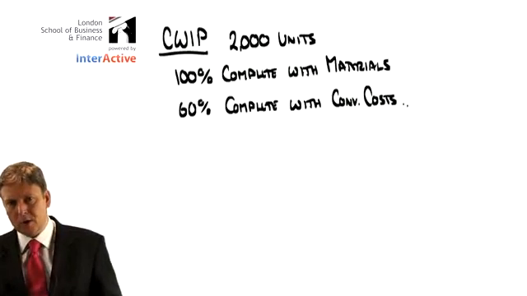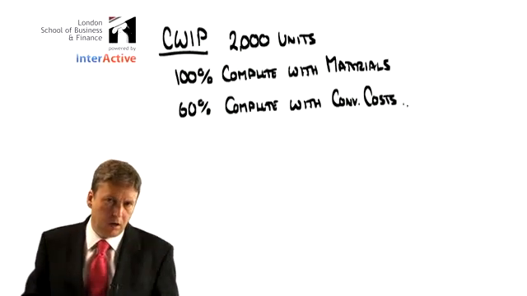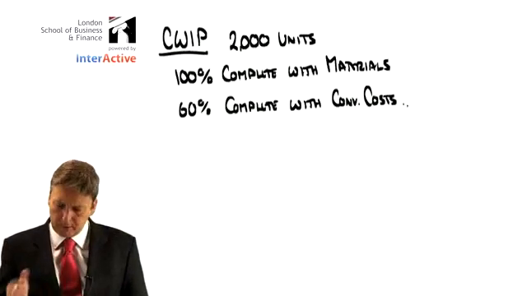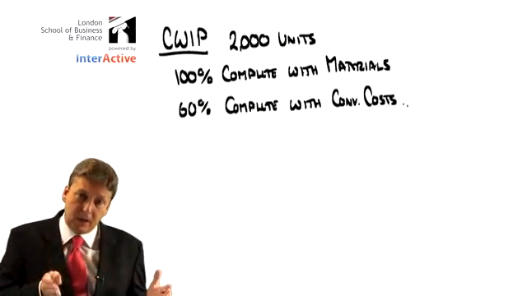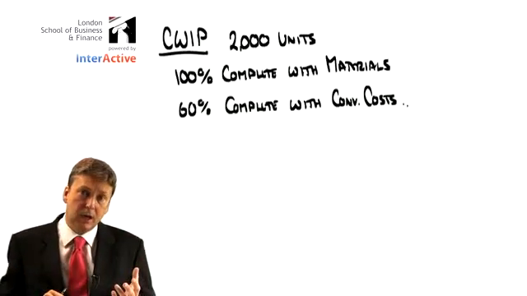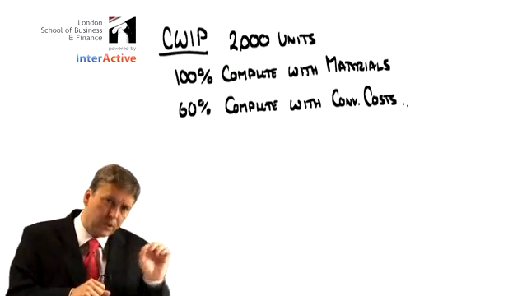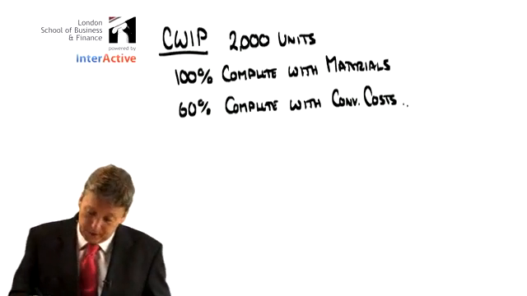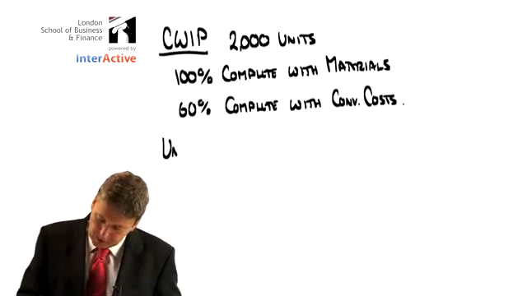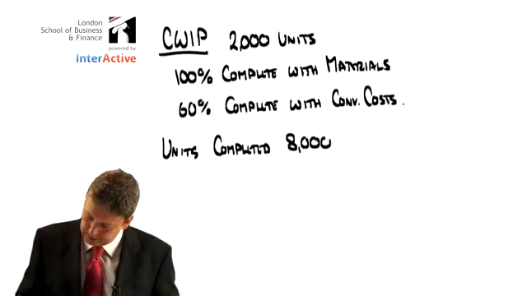So we're almost there. We almost have a full question. We've understood a little bit about opening work in progress and a little bit about closing work in progress. I suppose what we're saying with CWIP here is that yes, they're fully completed during this period with regard to materials. And we've already got 60% of our conversion costs. We're only missing the other 40. The final piece of the jigsaw is that we are told the units completed are 8,000.